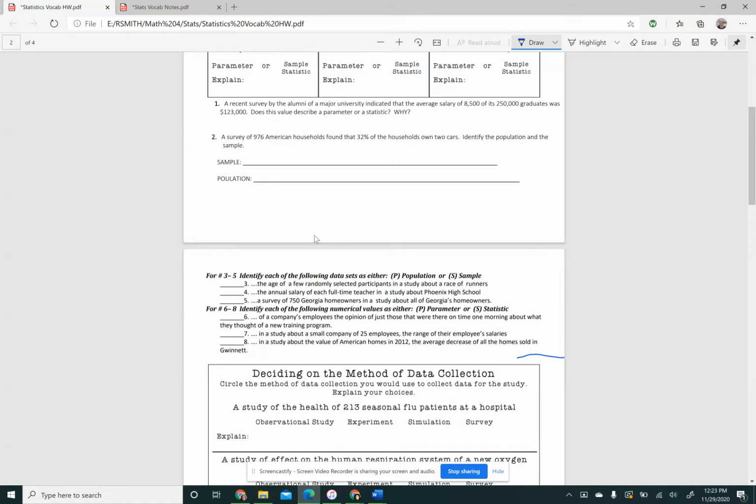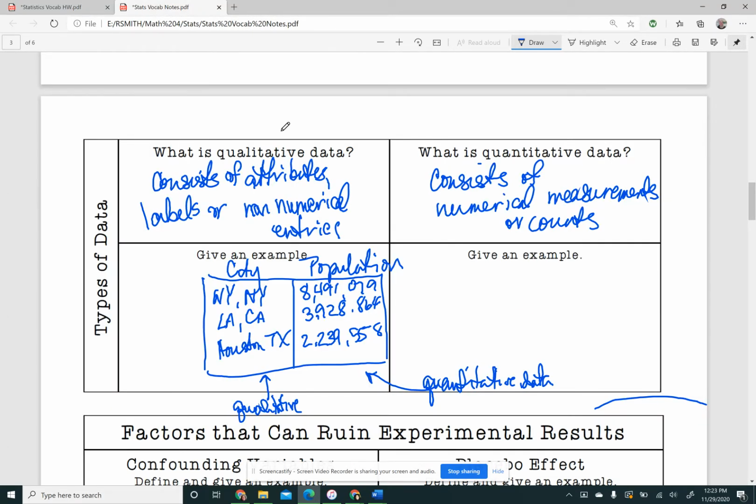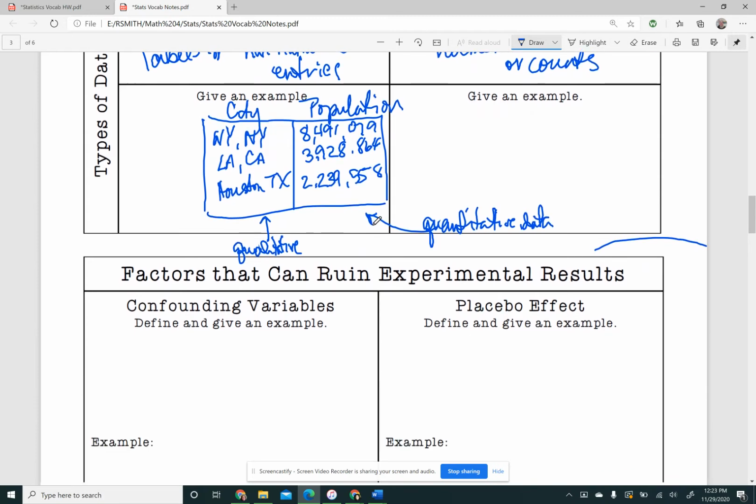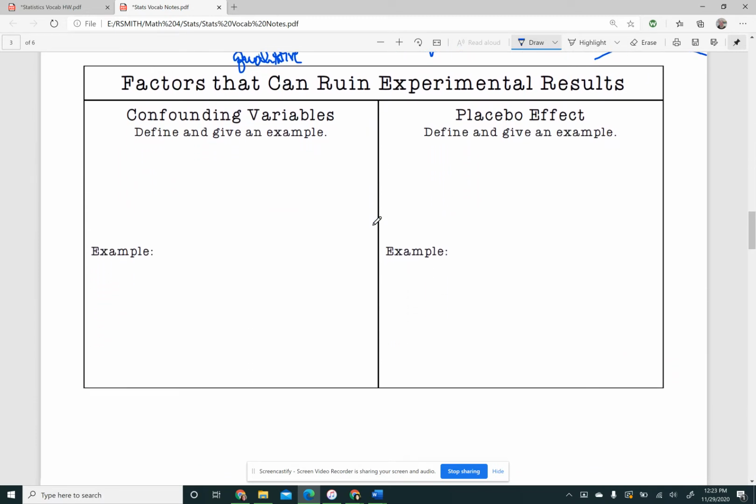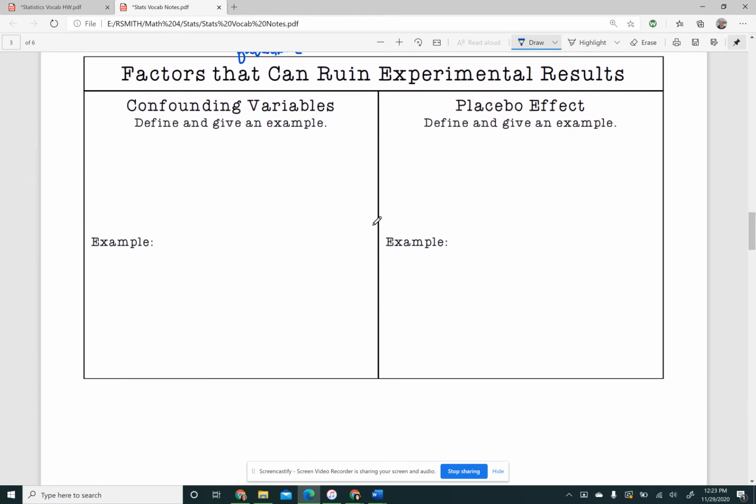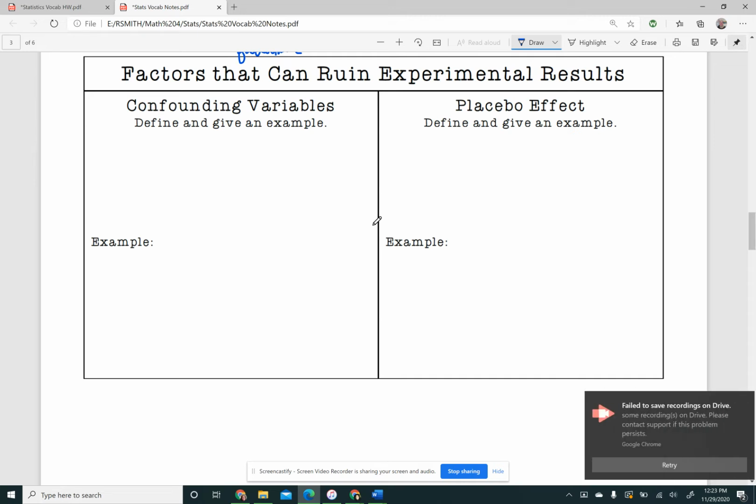All right. So we're doing part two of the stats vocabulary. So we're picking up where we left off. And we're going to start right here where it says factors that can ruin experimental results. We're going to start with this where it says confounding variables.